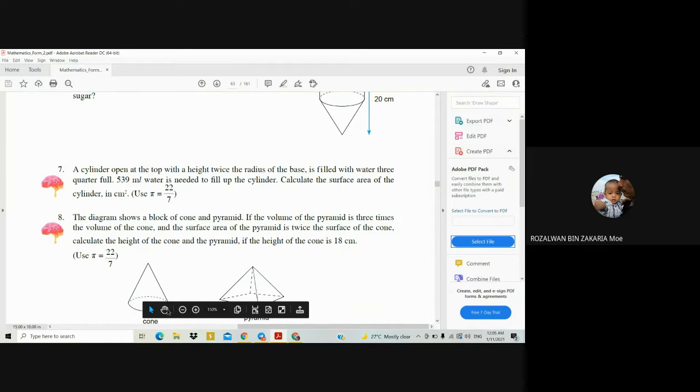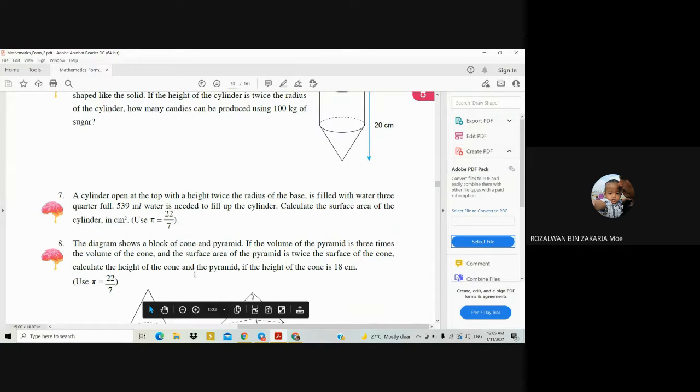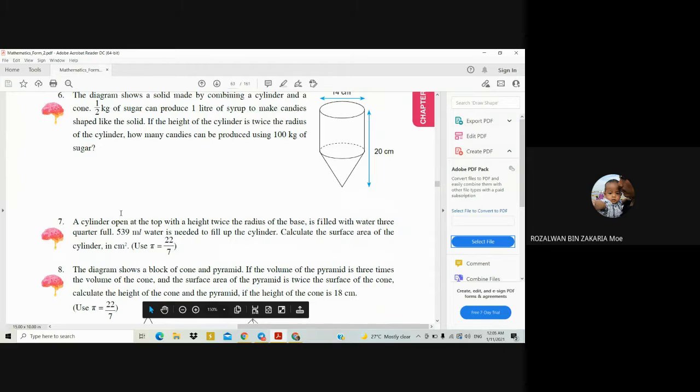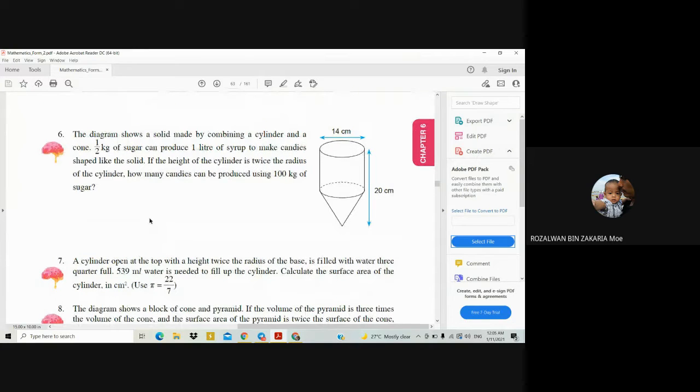All right, class. Please study this solution for questions 6 and 7, and if you have any questions about questions 6 and 7, you can ask me in the Telegram.